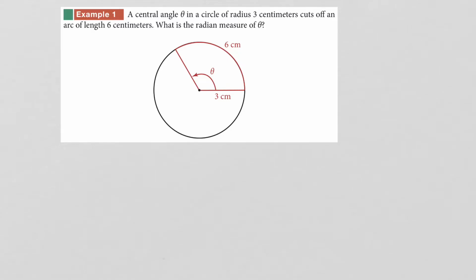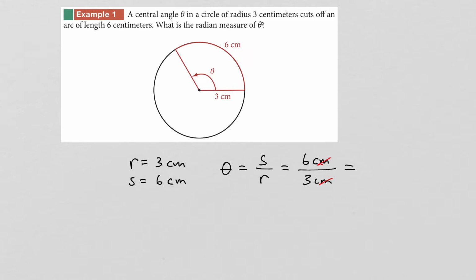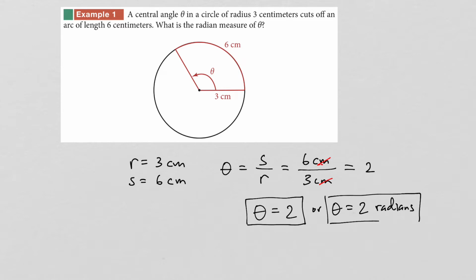So here is our first official example. We have a central angle theta in a circle of radius 3 centimeters. Cuts off an arc of length 6 centimeters. What is the radian measure of theta? So again, we have a radius of 3 centimeters. The arc length in this case is 6 centimeters. Remember, theta is s divided by r, so it is the arc length divided by the radius. And after we cancel the units here, 6 divided by 3 is 2. So the measure of this angle in radians is theta equals 2. And again, remember that this is the same as writing 2 radians. But as I mentioned previously, we will typically not be putting the word radians after our measured angle.